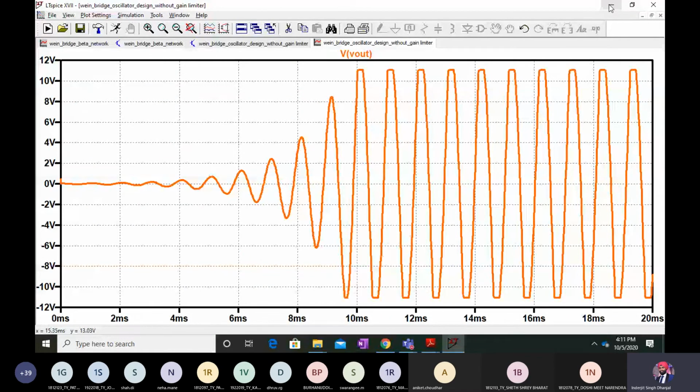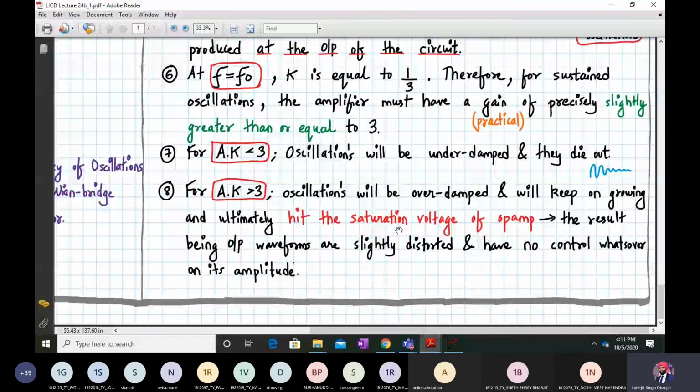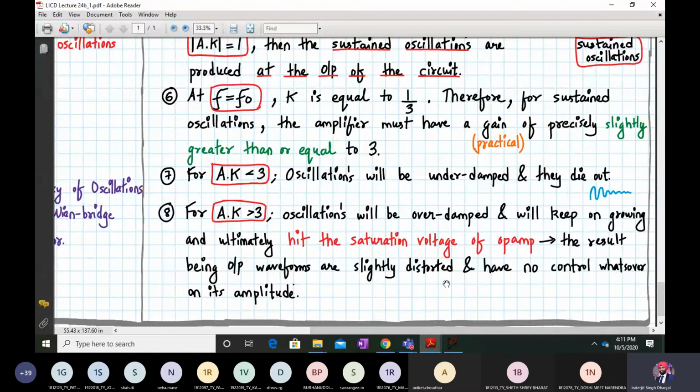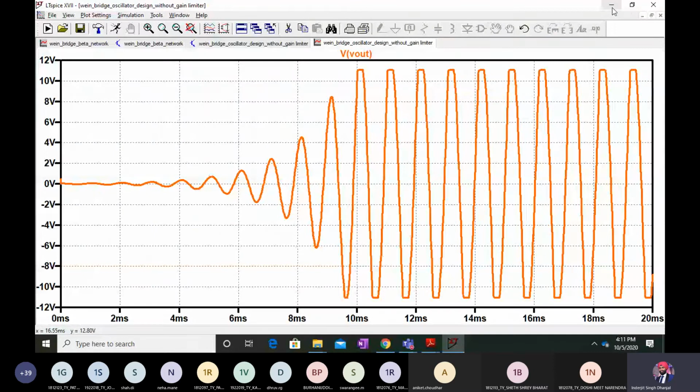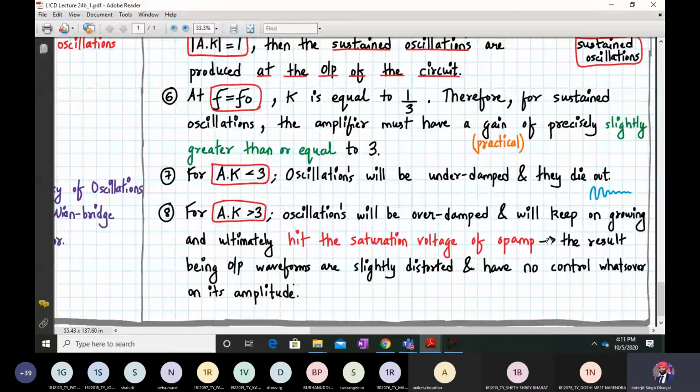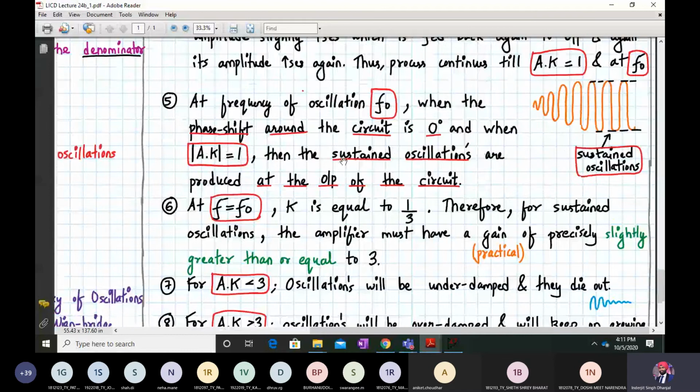I think that's all I have to offer over here. But the only thing is that the output waveforms have no control on their amplitude. So we cannot control the amplitude. In the next lecture, we'll see how we can control the amplitude of the output waveforms.